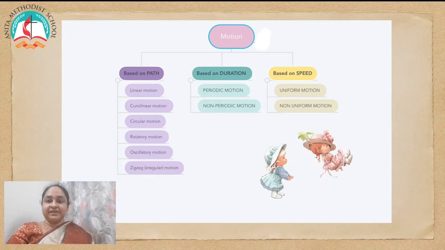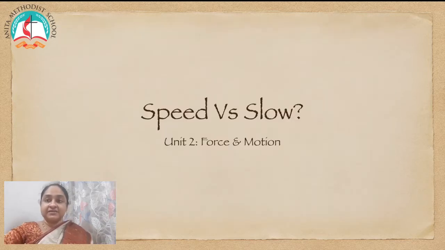Morning, children. Do you remember we learnt about different ways in which motion is classified based on path, based on duration and based on speed. In today's class we will learn about speed and slow. What do you see here?